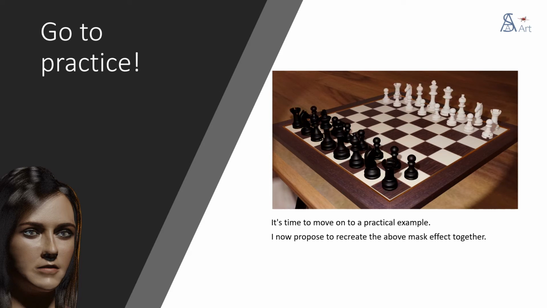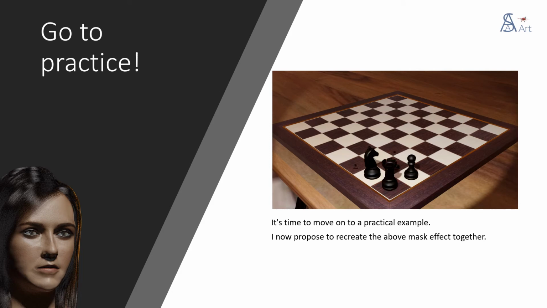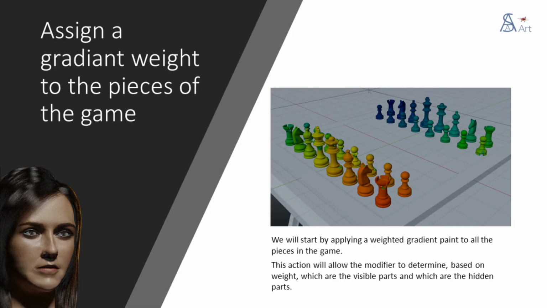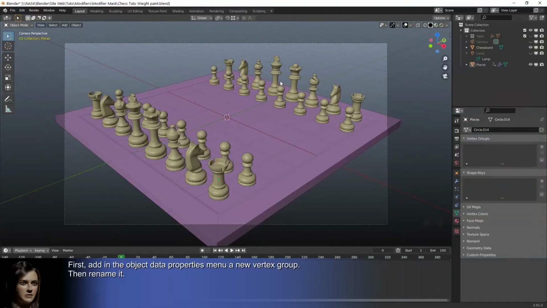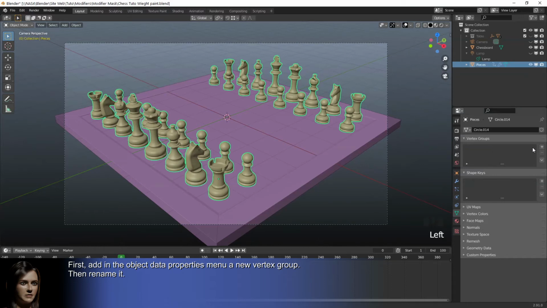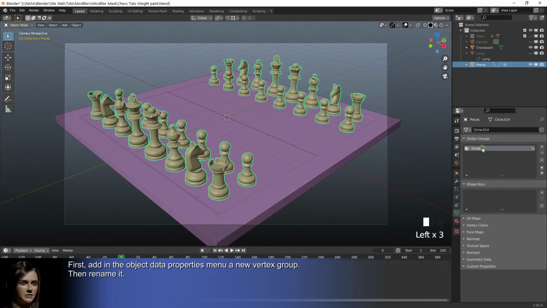I now propose to recreate the above mask effect together. We will start by applying a weighted gradient paint to all the pieces in the game. This action will allow the modifier to determine, based on weight, which are the visible parts and which are the hidden parts. First, add a new vertex group in the Object Data Properties menu. Then rename it.